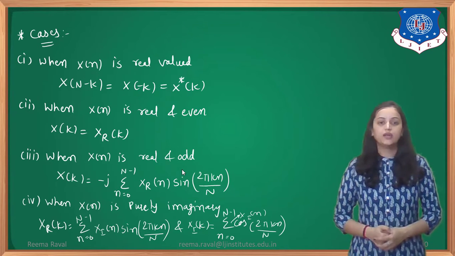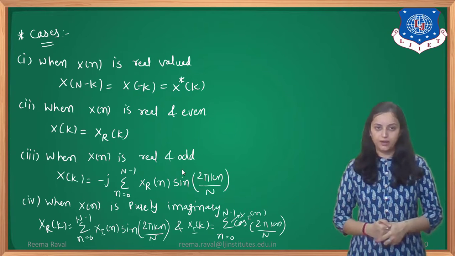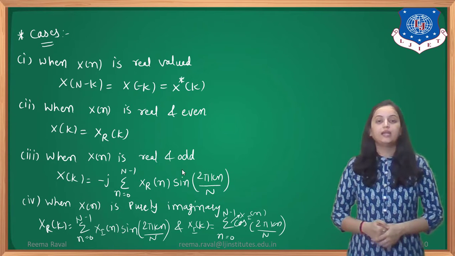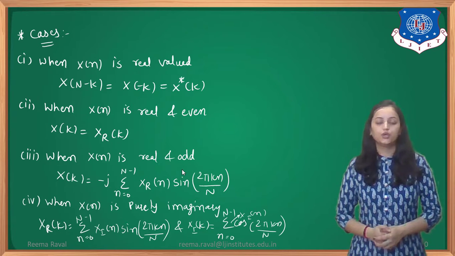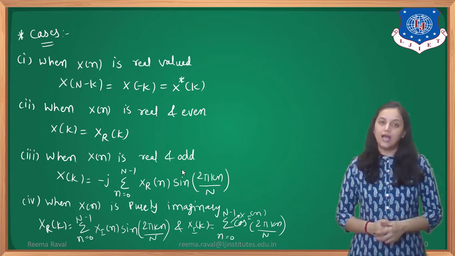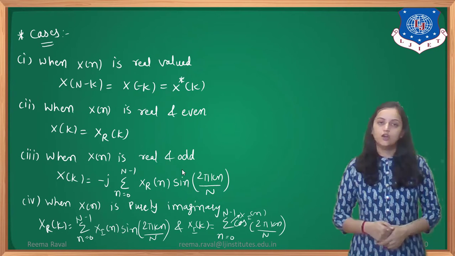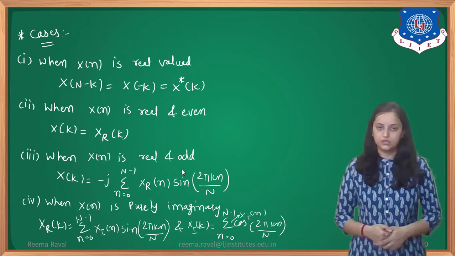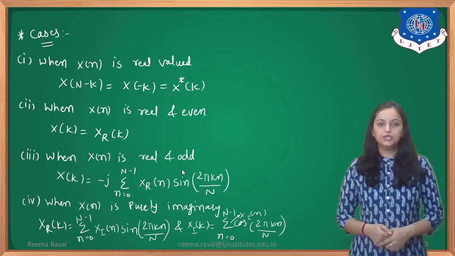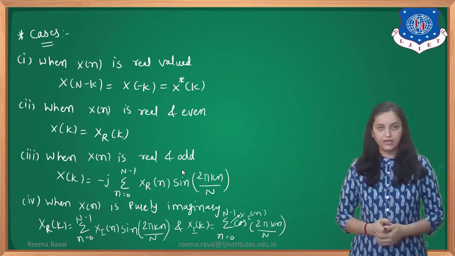And the fourth case is when x of n is purely imaginary, that means it contains all the imaginary part. So in that case we'll get Xr of k equal to summation of n equals 0 to N minus 1 Xi of n into sin 2 pi kn by N, and Xi of k will be equal to summation of n equals 0 to N minus 1 Xi of n into cos 2 pi kn by N. So these are the four cases for the symmetry property.